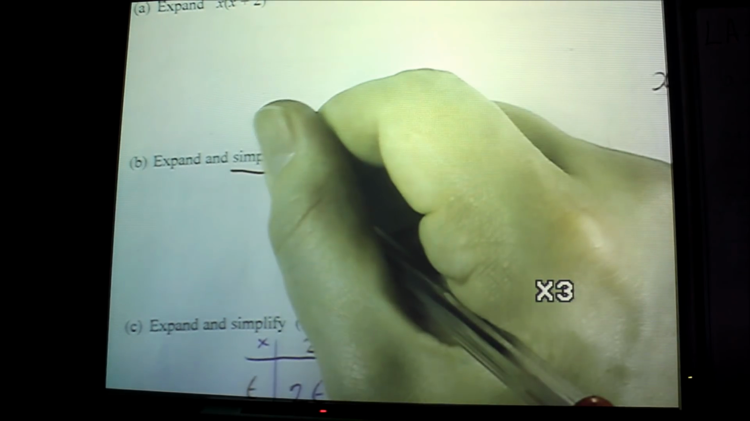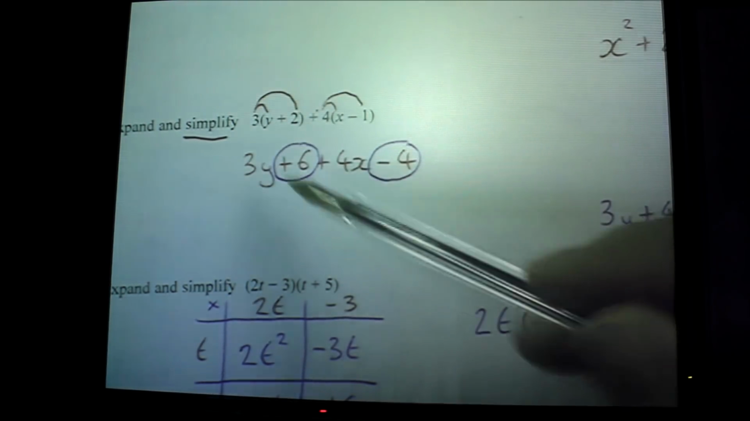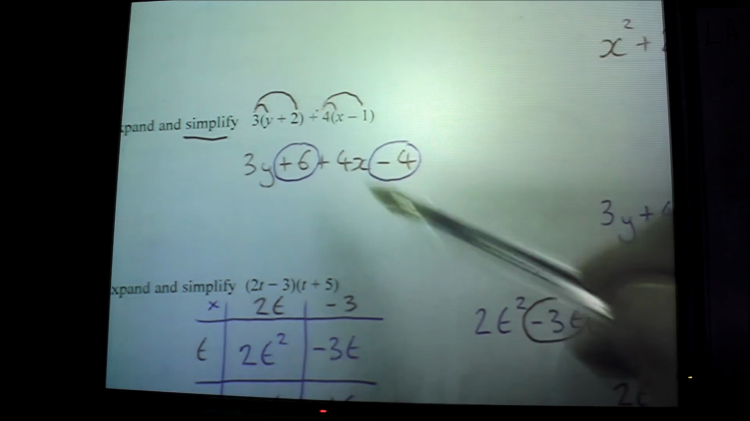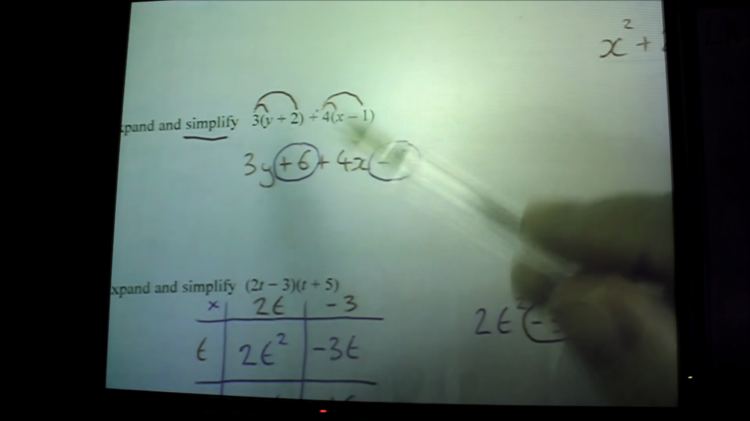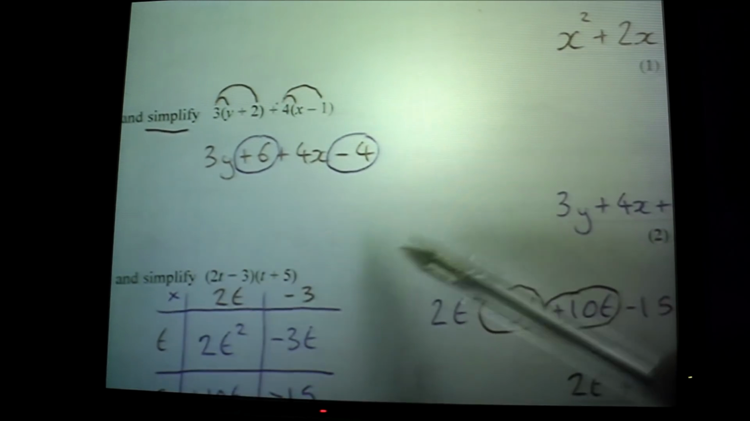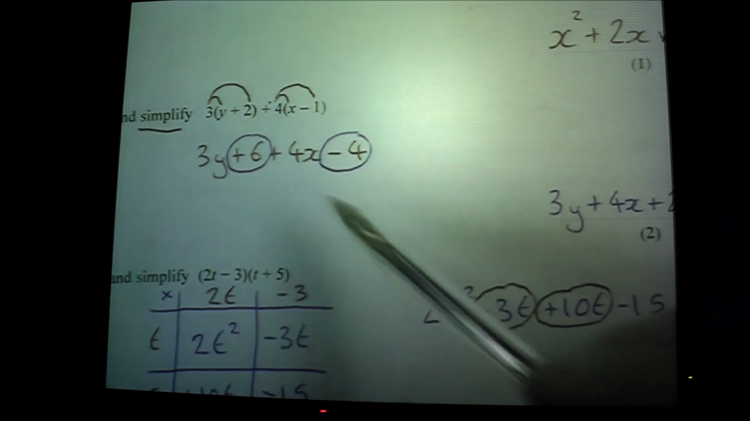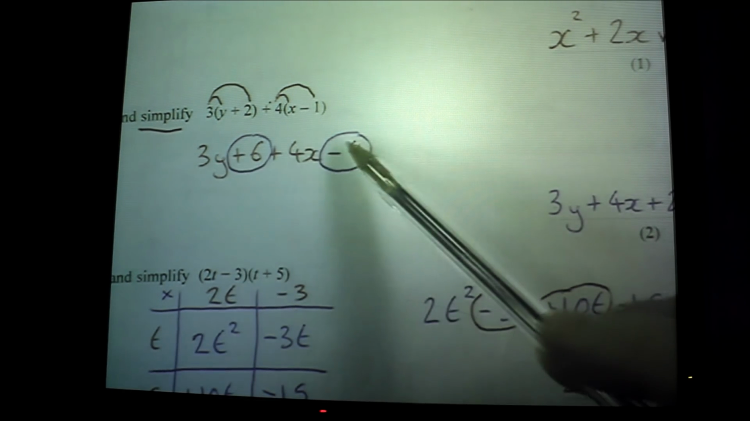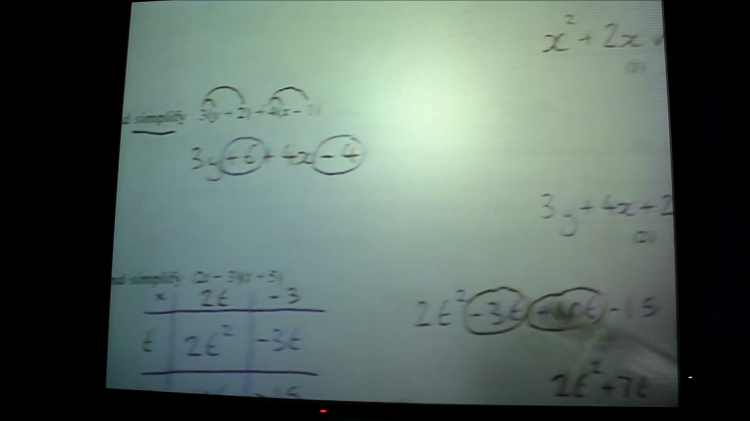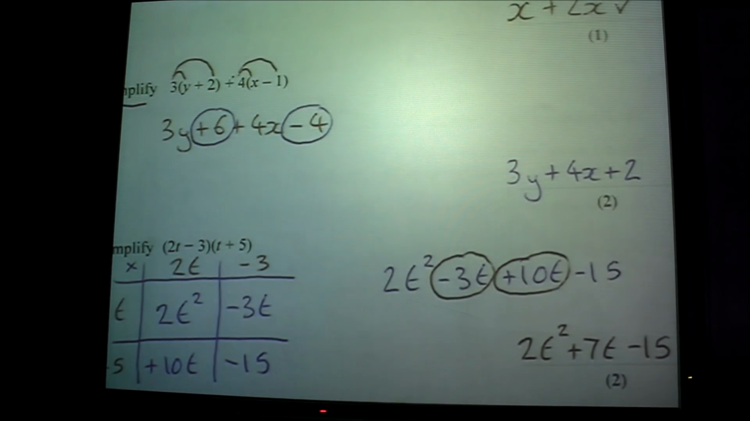What a lot of people don't do here is simplify, but we'll expand it first. So 3 times y is 3y, 3 times 2 is 6, 4 times x is 4x, and 4 times 1 is 4, but careful, it's minus 4 there, look. And now I'm going to simplify it. I've got 3 y's, so 3y, 4 x's, but I've got a 6 take away a 4, so 6 take away 4 is positive 2. So your answer is 3y add 4x, add 2.